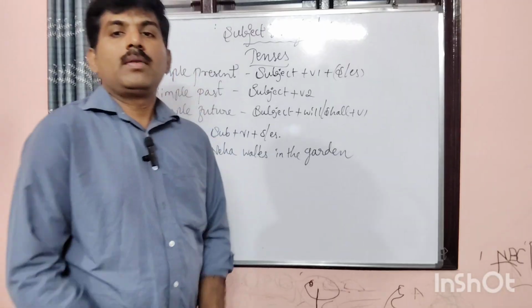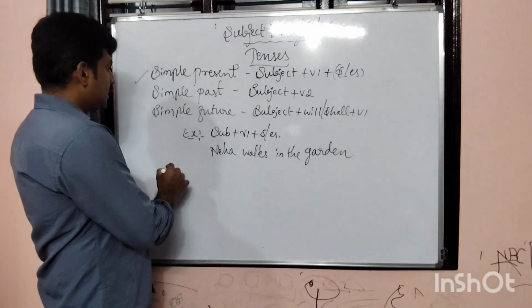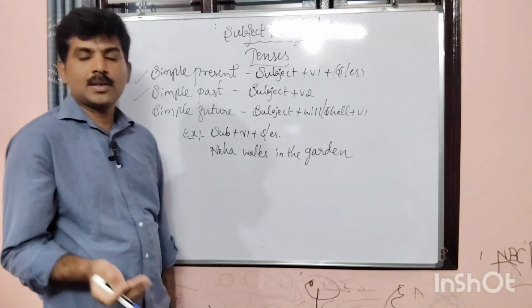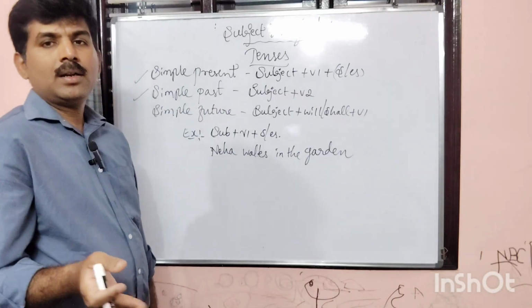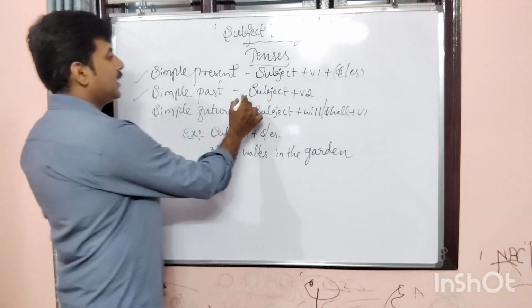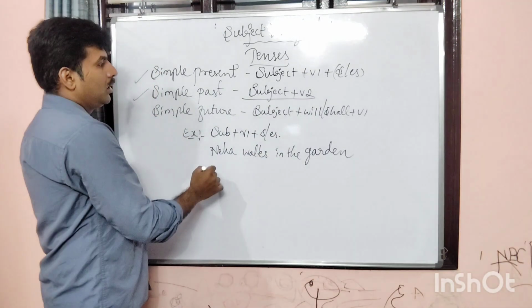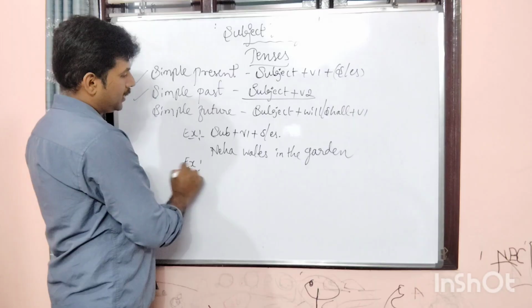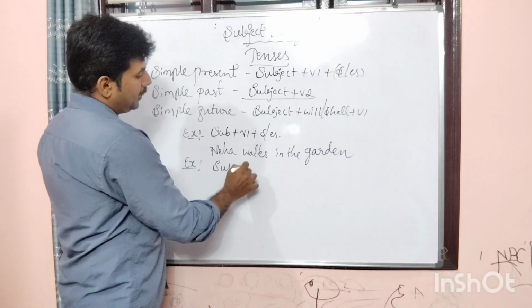Friends, now I will continue with the next one, simple past. What is simple past? Simple past is called an activity certainly done. The simple past rule is subject plus verb two. For example, simple past: subject plus verb two.